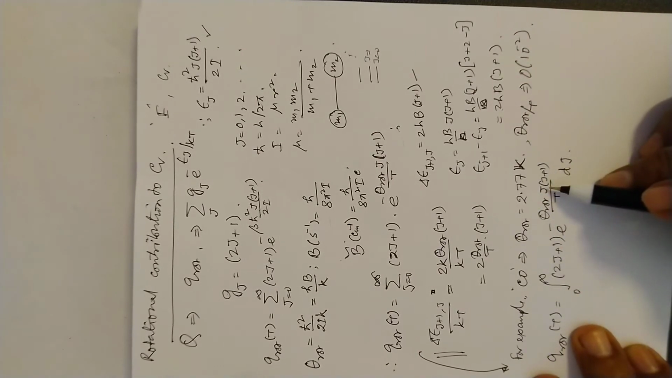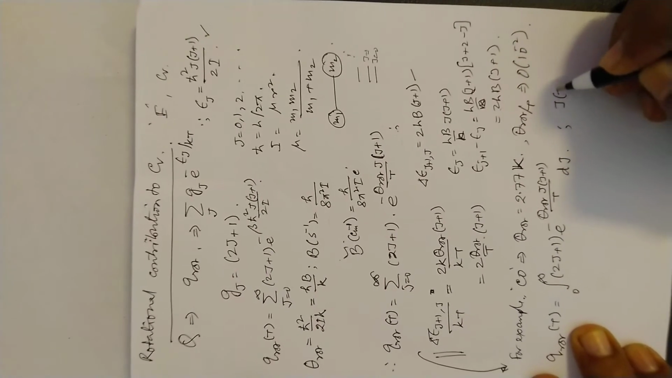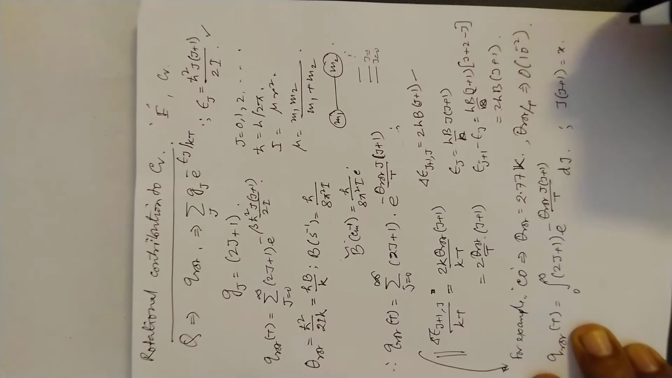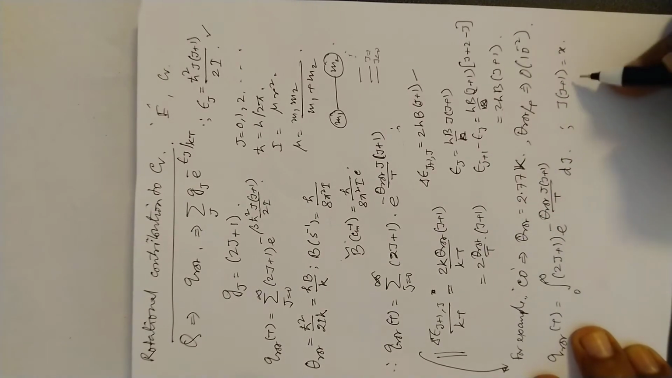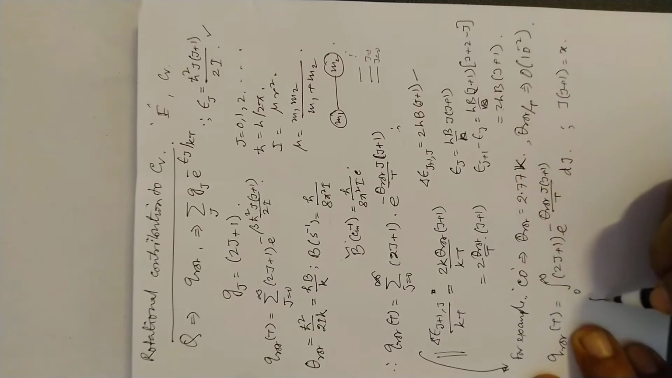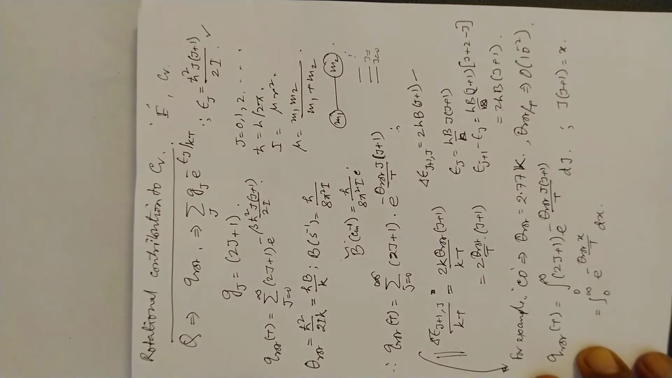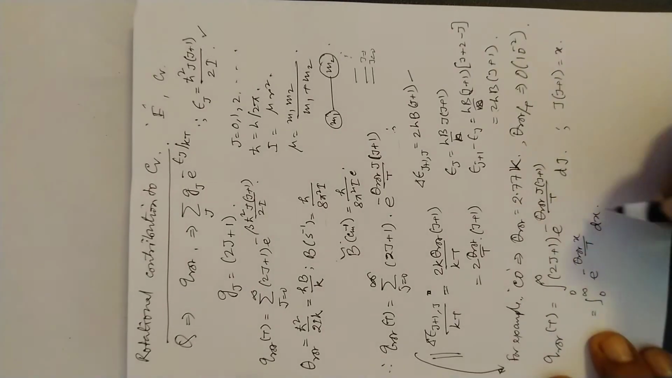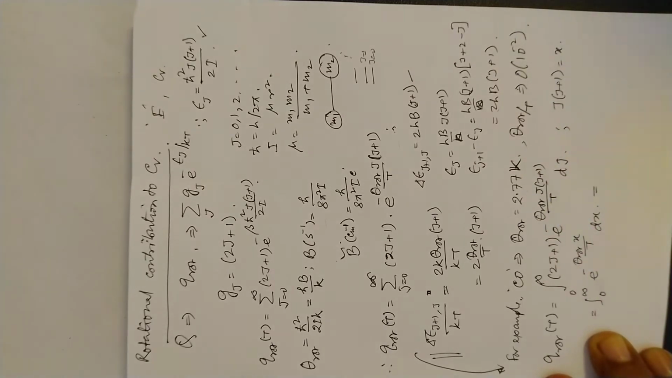Fortunately, that means you consider just a substitution of variable. Consider that j into j plus 1 is your x, and then dx equals 2j plus 1 dj. So 2j plus 1 is absorbed, and it becomes integral from 0 to infinity of e to the power minus theta rotational x by T dx. And then that integration can be done easily, and if you do this, ultimately what do you get?